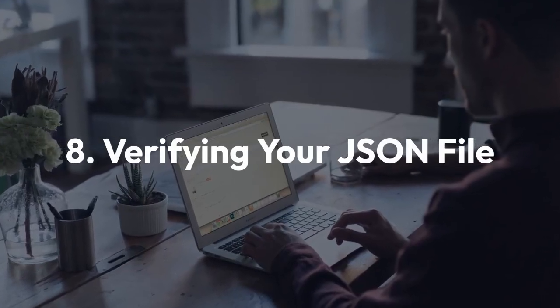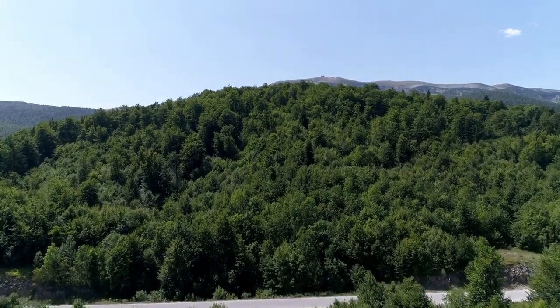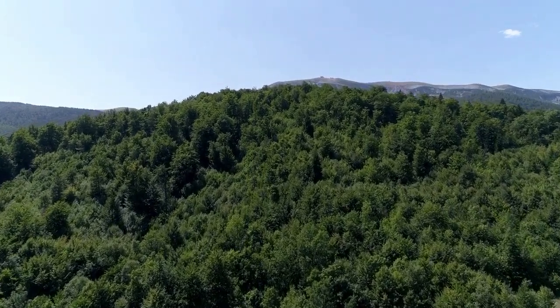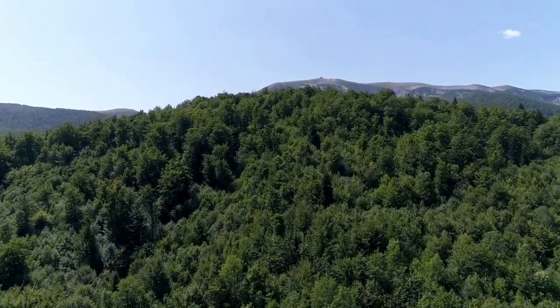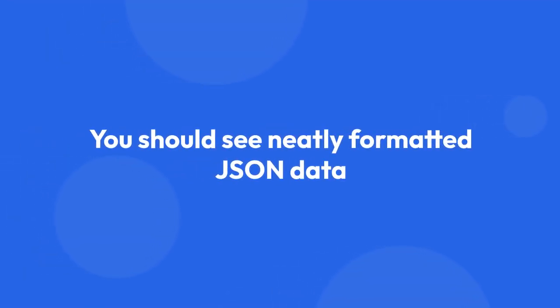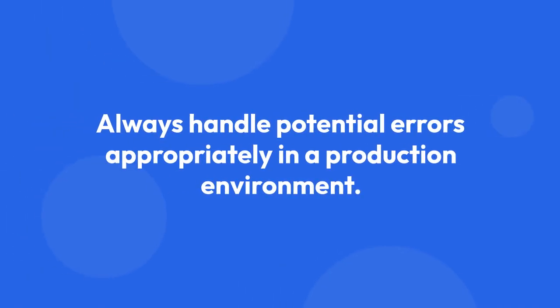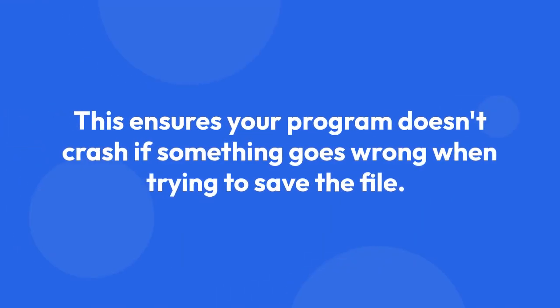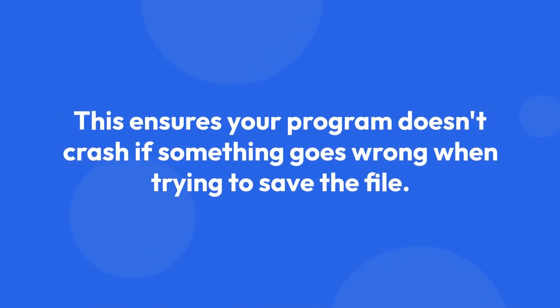8. Verifying your JSON file. After running the code, open the person.json file to make sure your data was saved correctly in the JSON format. You should see neatly formatted JSON data representing the information you provided. Remember to always handle potential errors appropriately in a production environment. This ensures your program doesn't crash if something goes wrong when trying to save the file.